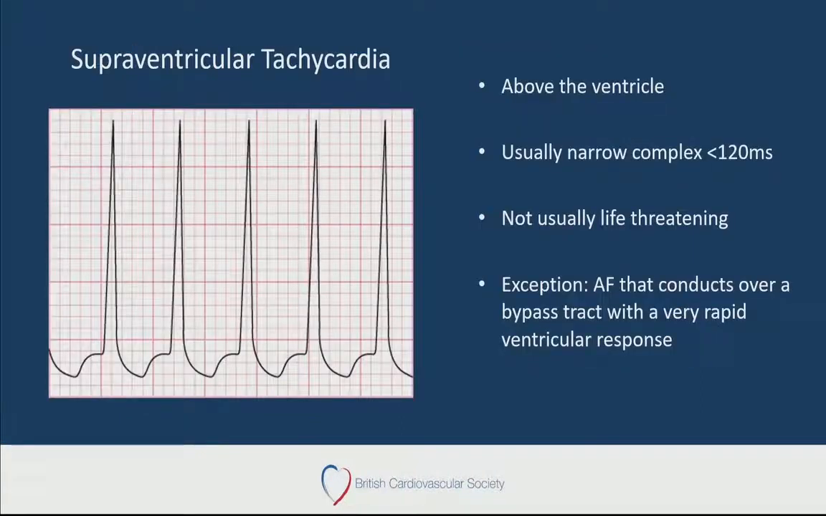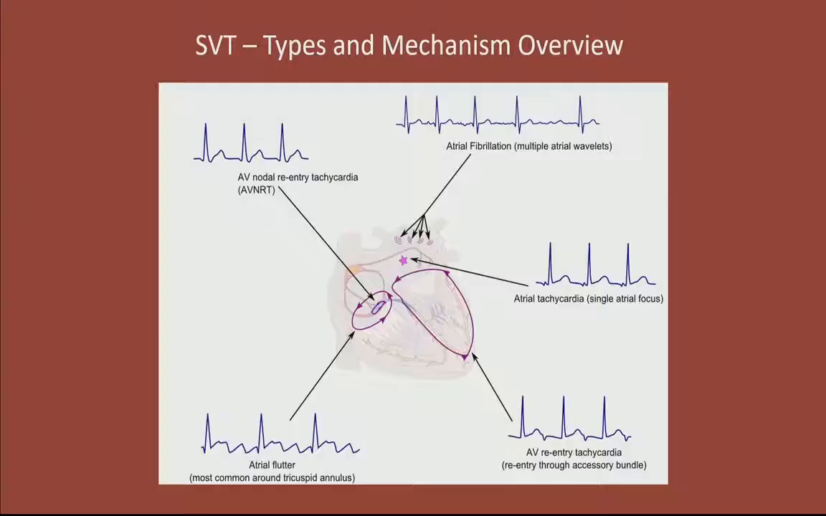So SVTs are narrow complex tachyarrhythmias. They are not life-threatening in most cases, the exception being if you have atrial fibrillation that passes over a bypass tract. And there are several different types of SVTs in the truest sense, but the commonest ones that we encounter when we're talking about young patients are AVNRT, where you have a re-entry circuit around the AV node, and of course AV re-entry tachycardia, which is the accessory pathway mediated ones. Of course you have your ATs, flutters, and fibrillation, which is for a different reason.